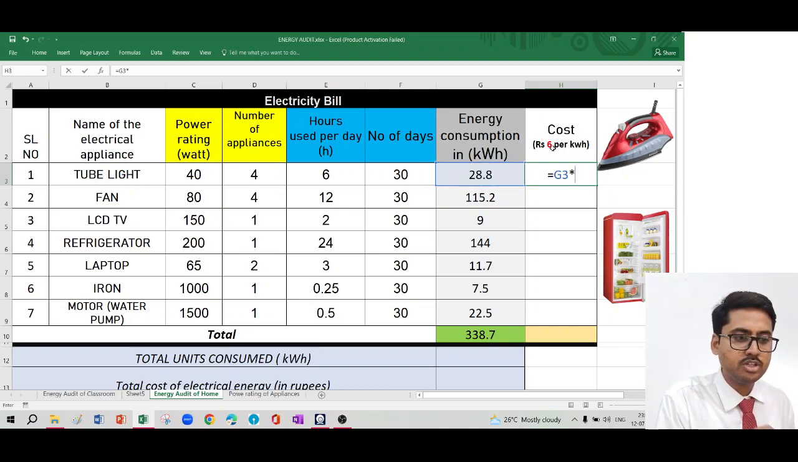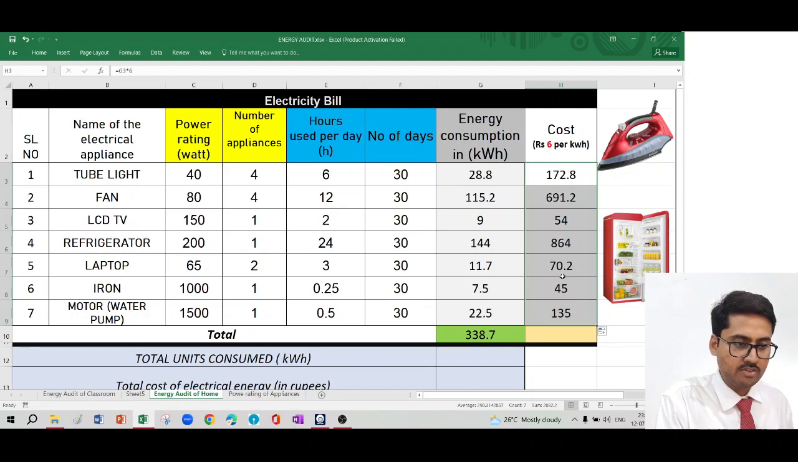Now in order to calculate the cost, we just have to multiply the units with the cost that is per unit. So in this case we are assuming that 1 unit costs 6 rupees, so this is into 6, that value is constant. So the answer is 172.8 rupees, and we can just drag this formula for all the appliances and that will give us the total money in rupees.